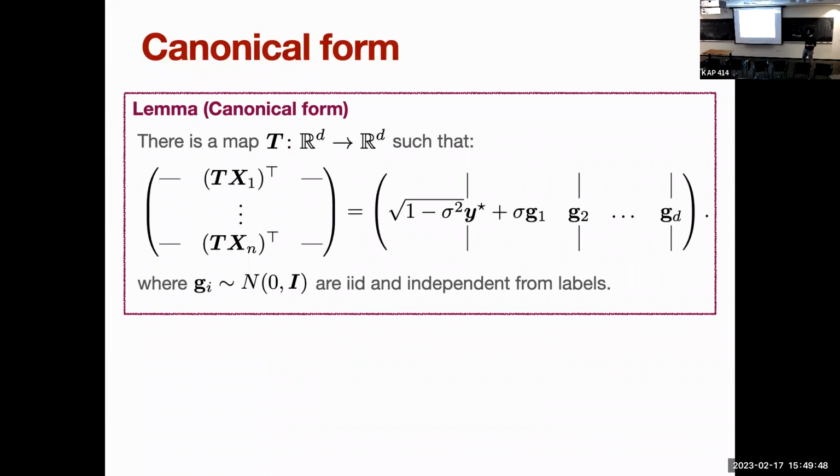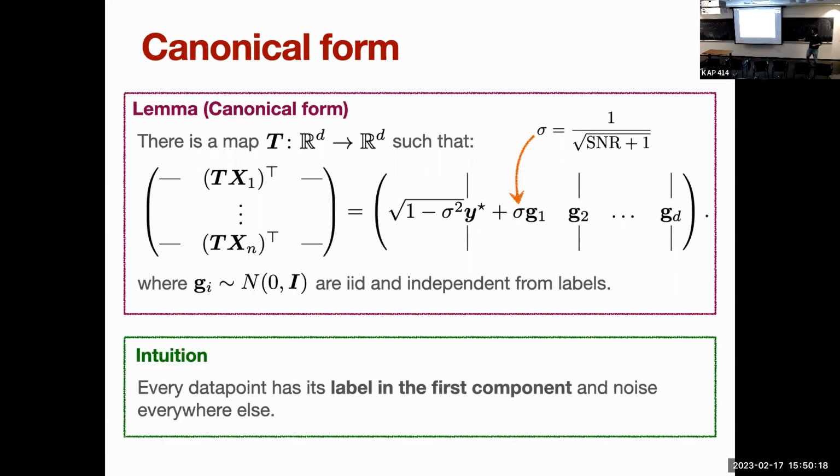And so just as a thought experiment, I'm going to give you a canonical form of how you should think about the data. We cannot transform the data to this canonical form because it involves a transformation that we don't have access to, but we can use it just for a thought experiment. So there exists a map such that if I put all my data points in a matrix and I transform the rows of the matrix, then distributionally the first component pretty much has the labels that I want to recover, plus a little bit of noise, and all the other columns are going to be pure noise. The little bit of noise that I'm adding here depends on the SNR as 1/√SNR. So although we cannot find this transformation, we know that it exists, and since the estimator that we're going to have is invariant under such transformations, we can think of the data as having in the first component the label that we want to recover and all the other components pure noise.